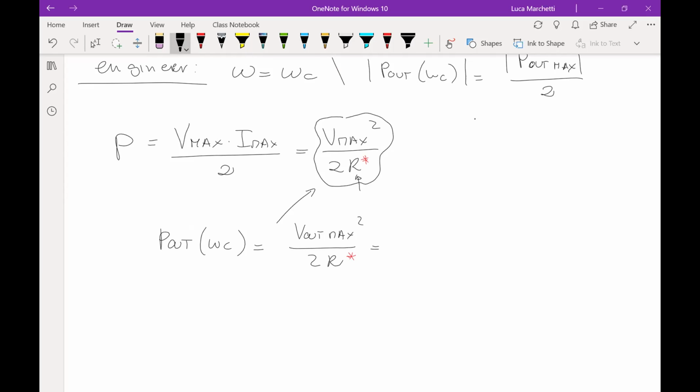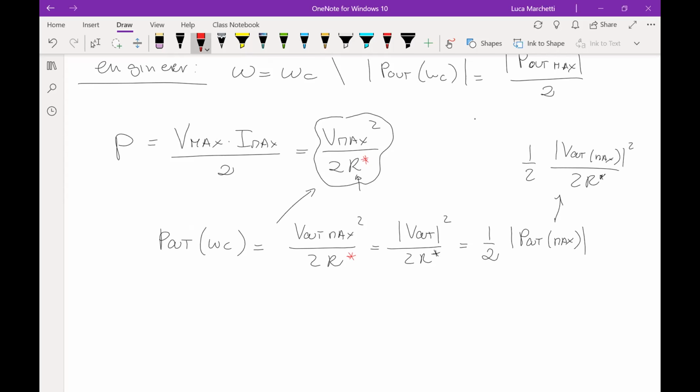Remember that V out max is the peak voltage or maximum amplitude. So I rewrite these formulas like this. And then we say that the power at omega c has to be equal to half of the maximum power at the output. And what is the maximum power? The maximum power is equal to V out max squared divided by 2R star.